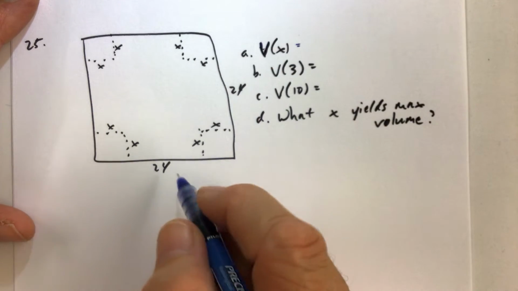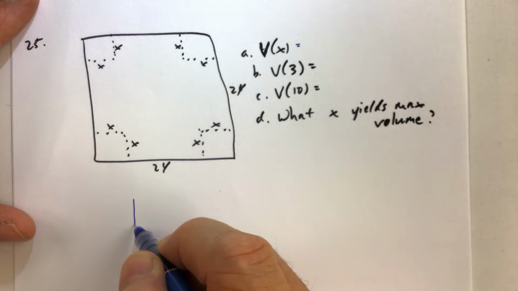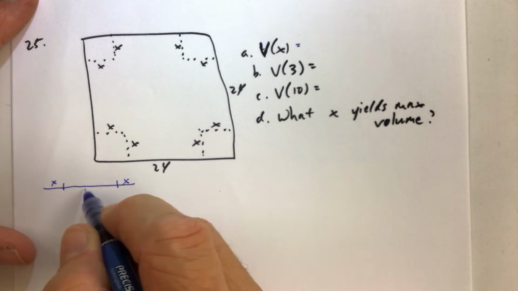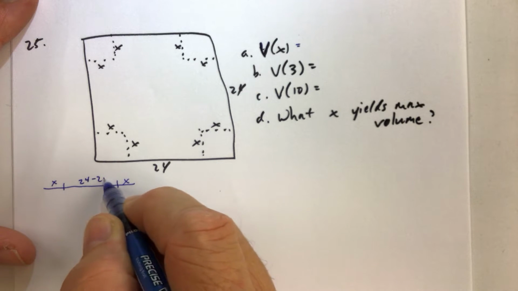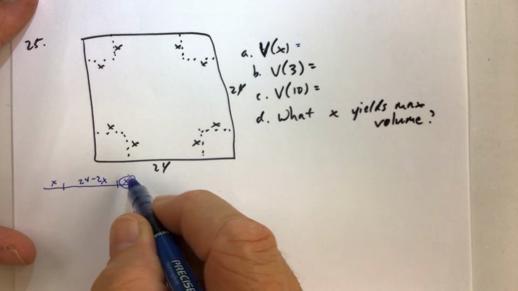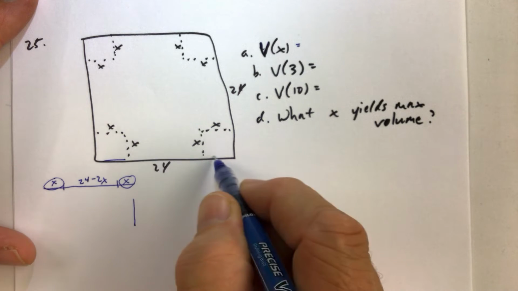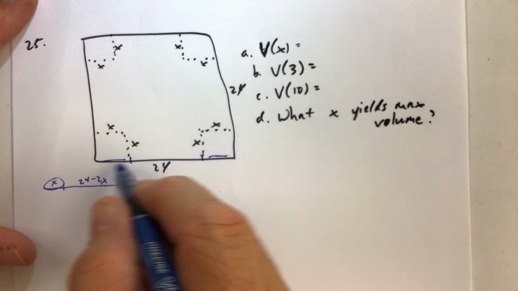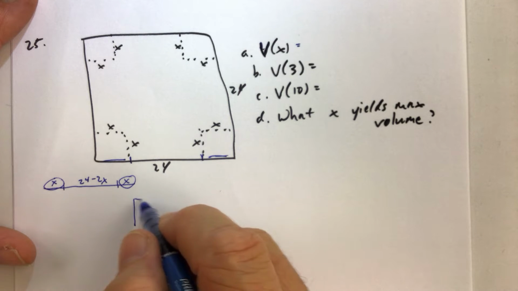Well, if you take 24, and you take x away from one end and x away from the other end, then what's left over is 24 minus 2x. So you've taken x away from each end right here, and you're left with this little space here, 24 minus x, which is 24 minus 2x.